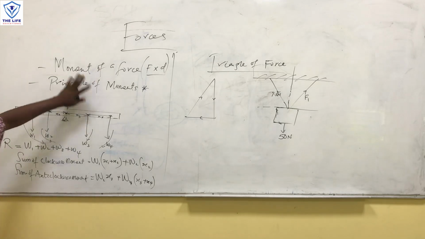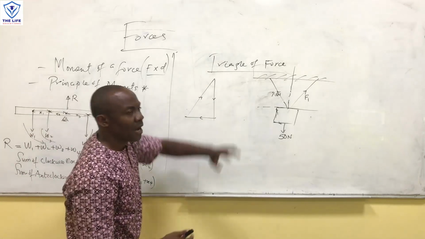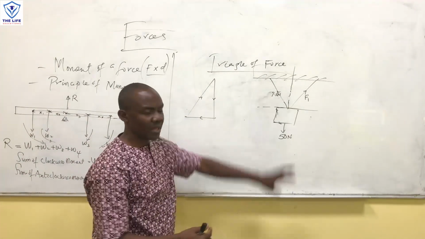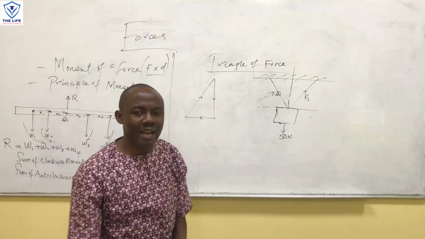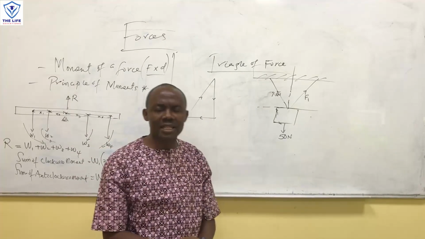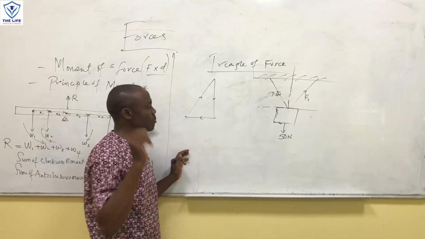So that's the procedure for determining this moment. Now let's go to triangular forces. If you have three forces acting on a system, the three forces can be used to represent the three sides of a triangle, but they must be in order. What do I mean by being in order?